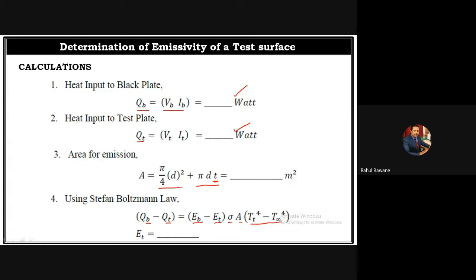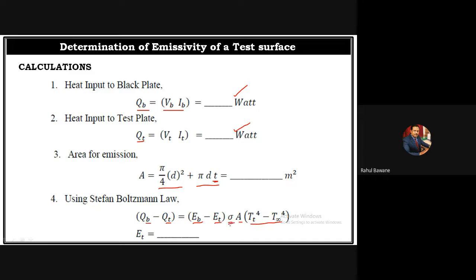So the test plate temperature minus the enclosure temperature, because it is not a temperature difference of the test plate and black plate, since both plates receive the same temperature. Only then do we note down all the readings. So either keep it as test plate temperature raised to the power 4 minus T infinity raised to the power 4, or it is nothing but the test plate temperature equal to the black plate temperature. Both are the same. So here our formula is QB minus QT, which we calculated in step 1 and step 2. Then the emissivity of the black plate is a standard, we take it as 1. The emissivity of the test plate, we have to calculate.